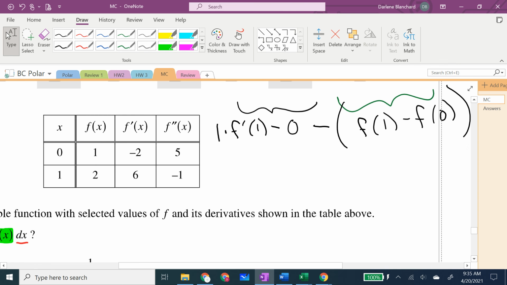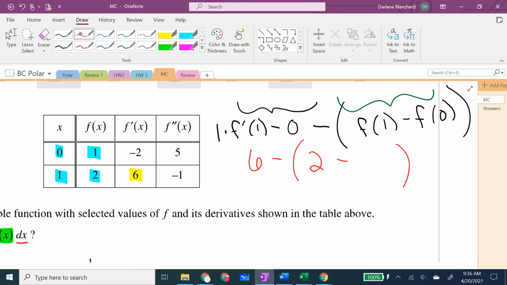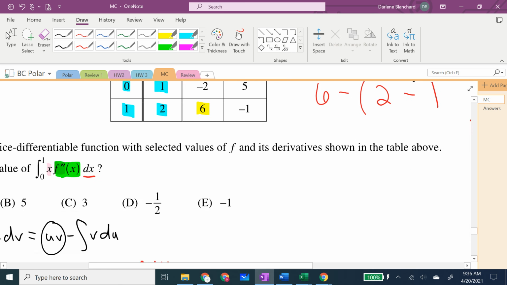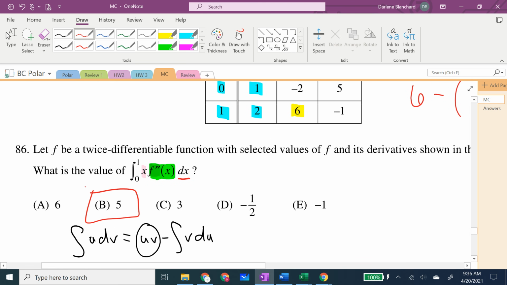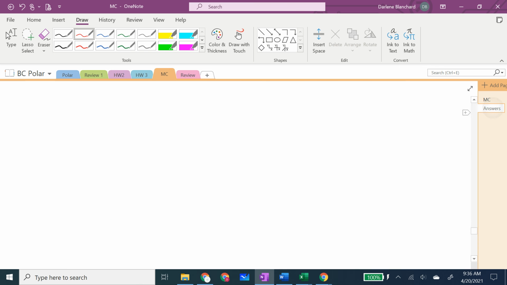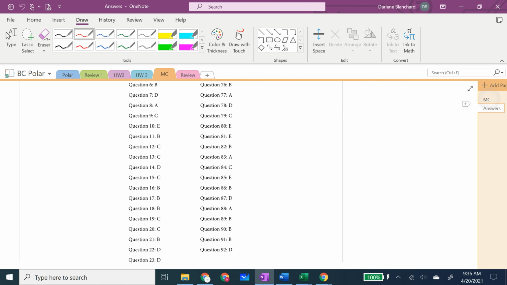And now f prime of 1 is 6, and then minus parentheses. F of 1 is 2, minus f of 0 is 1. And so I end up getting 5. And let's check that that's the correct answer. 86B, 86B, yes.